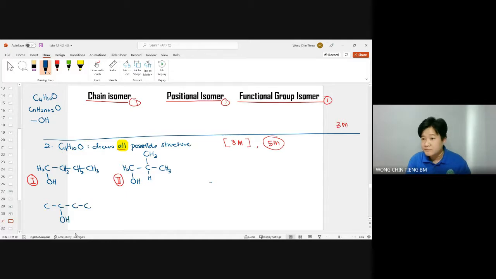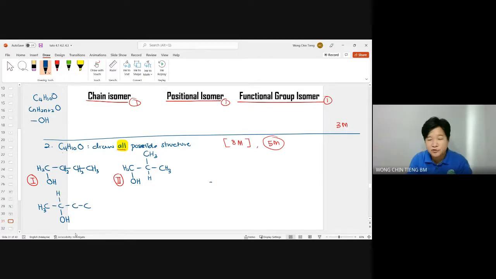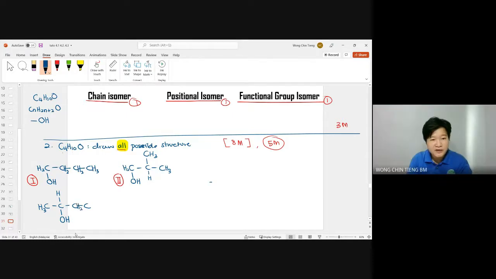Okay. First carbon, how many hydrogen? 3. Second carbon? 1. Thank you, Nabila. Carbon number 3? 2. Carbon number 4? 3. All right. So that is my third structure on the screen.